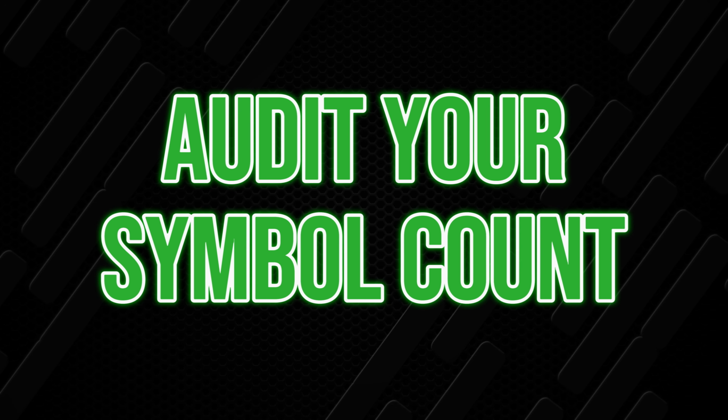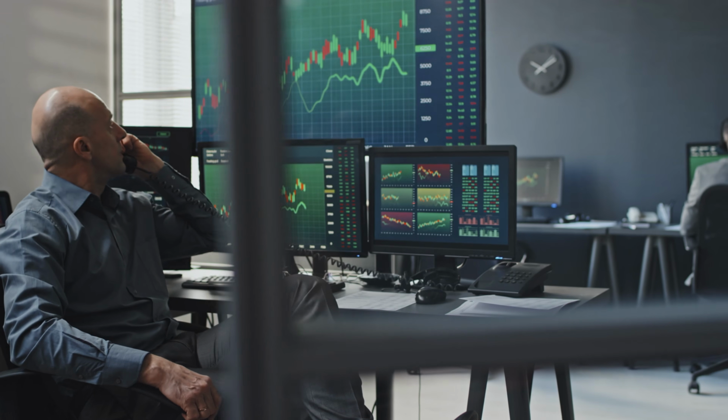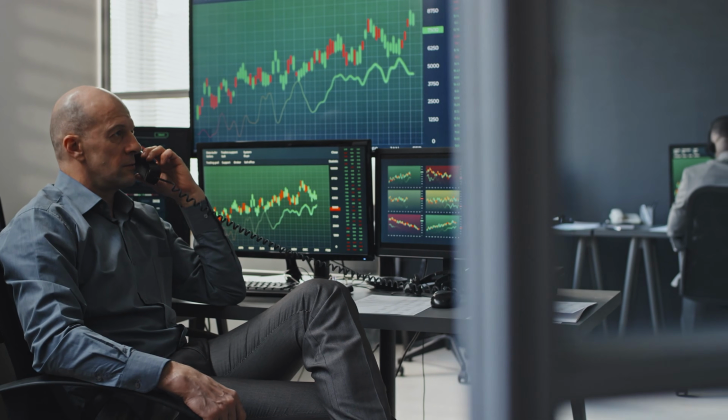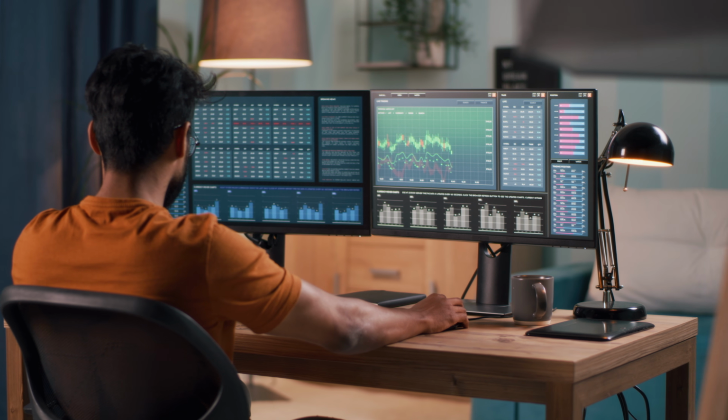Let me give you the practical fixes because you don't always need to throw hardware at this. First, audit your symbol count. Be honest. Do you actually trade 300 symbols? Or did you dump a watch list in there 2 years ago and never cleaned it out? I talk to day traders every single week who are streaming live data on 100 symbols they haven't even glanced at in years. Cut the dead weight. Every symbol you remove is a fire hose you can shut off.